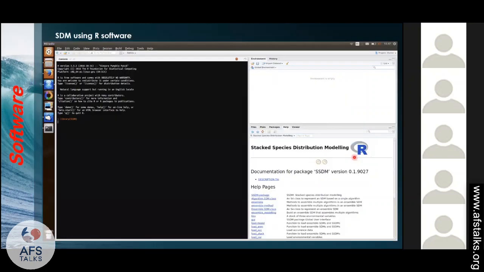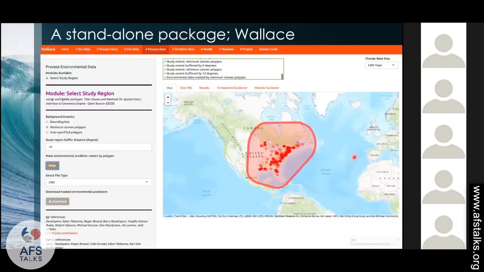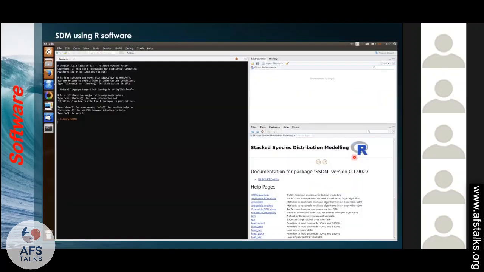And let's see some software that is used in R. This is an R domain, RStudio. Using R, we can do different types of SDM. First, there are some packages for SDM in R, like SSDM. Using the SSDM package, we can do user-friendly SDM without code. Similarly, there is a standalone package, Wallace. These are all GUIs, graphical user interfaces, so we can do user-friendly modeling. And also using R, we can create our own model algorithm and do species distribution modeling using code.